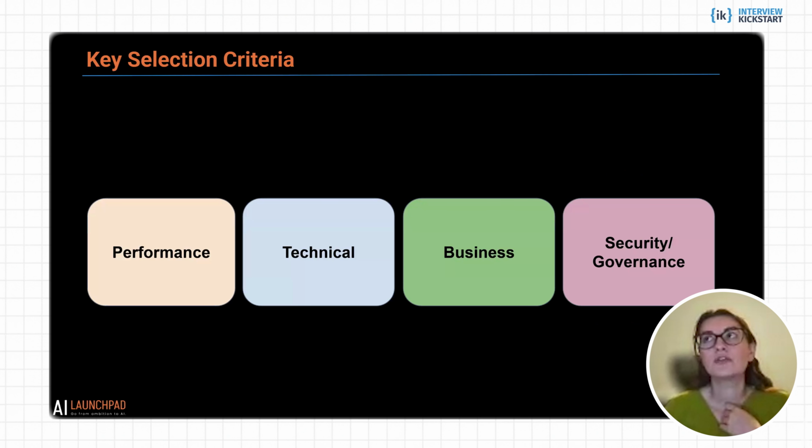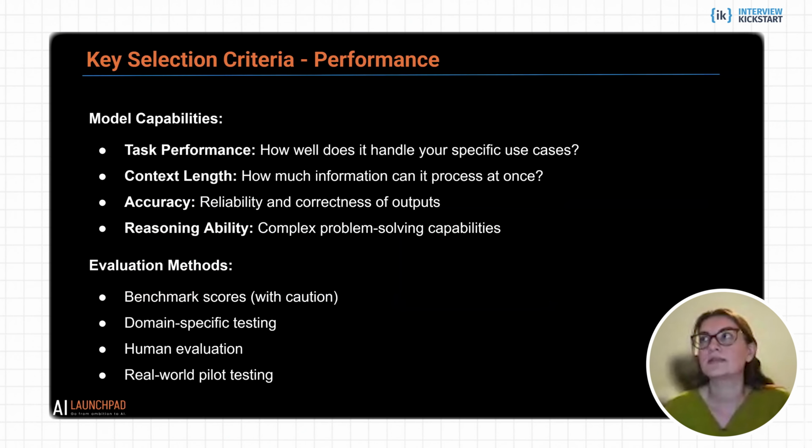And so when we want to select an LLM, there are four main key factors that will help us make a selection. It's really across performance, technical side, business side, and of course, security side. And we can dig into each of these one by one.